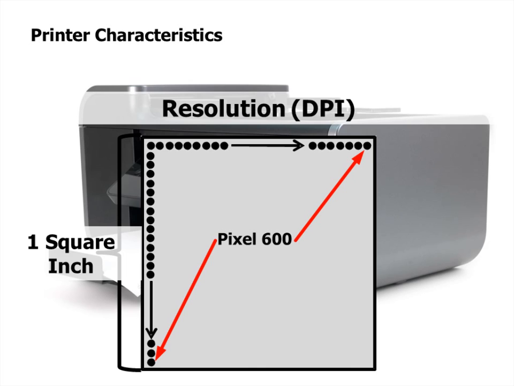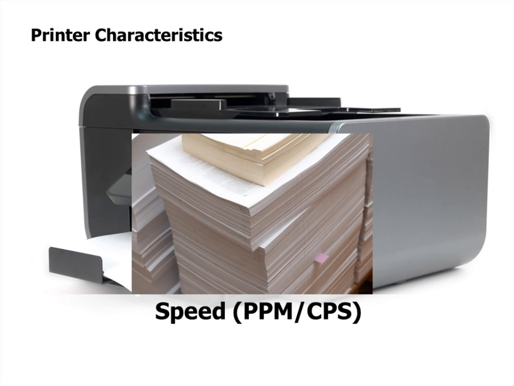Now, another rating, because that's one rating, resolution, but another rating that we can have on our printers is not just the quality of the picture, but the speed. And the speed of the printer is typically measured, usually in the case of laser and inkjet printers, in ppm, or pages per minute. And it means just that. How many pages of information can be produced per minute?